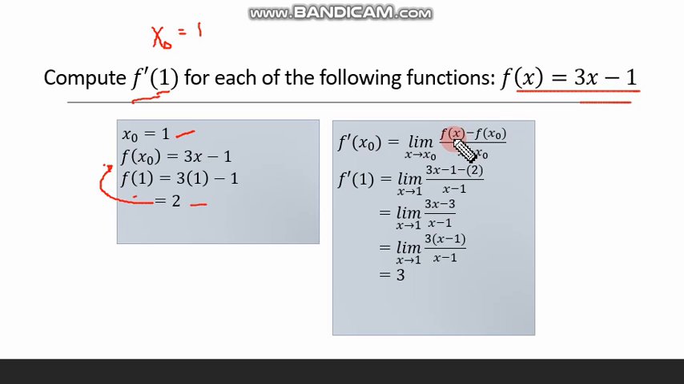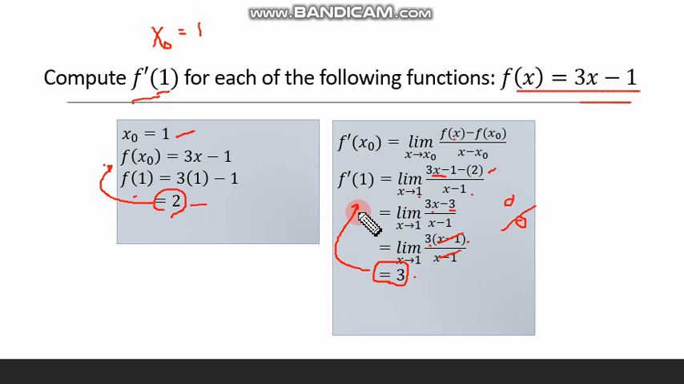So the limit of f of x, which is 3x minus 1, minus f of x sub 0, which we solved earlier as 2, over x minus 1, as x approaches 1. So 3x, and then negative 1 minus 2 is negative 3. So 3x minus 3 over x minus 1. This is the indeterminate form 0 over 0. So let's factor the numerator. 3x minus 3 factors as 3 times x minus 1. The x minus 1 is common in the numerator and the denominator, so we can cancel it, and the 3 remains. The limit of a constant is the constant itself, so the answer is 3.